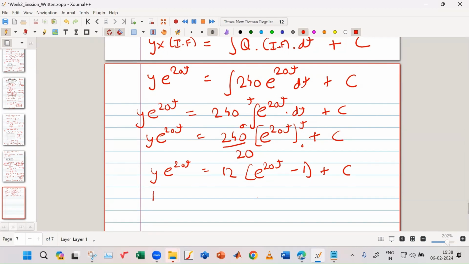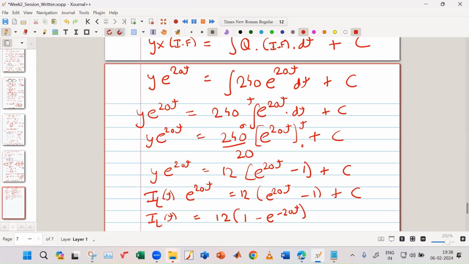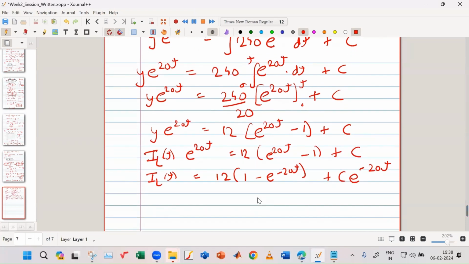Now your y was actually your IL. So your IL as a function of t times e raised to 20t is 12 into e raised to 20t minus 1 plus c. I'll divide throughout by e raised to 20t. I will get IL of t is equal to 12 into 1 minus e raised to minus 20t plus c into e raised to minus 20t. Okay. This is the equation of my IL.